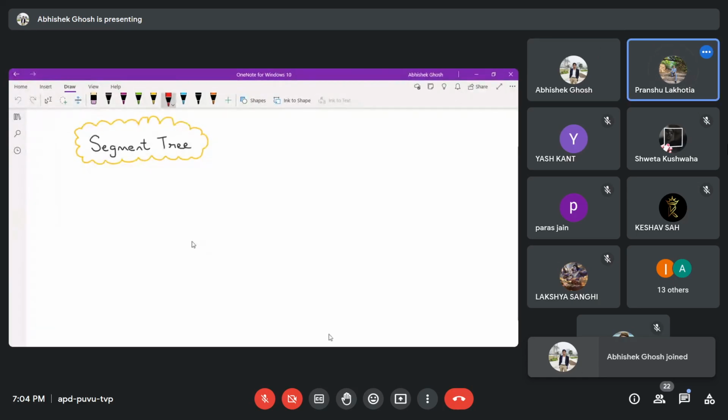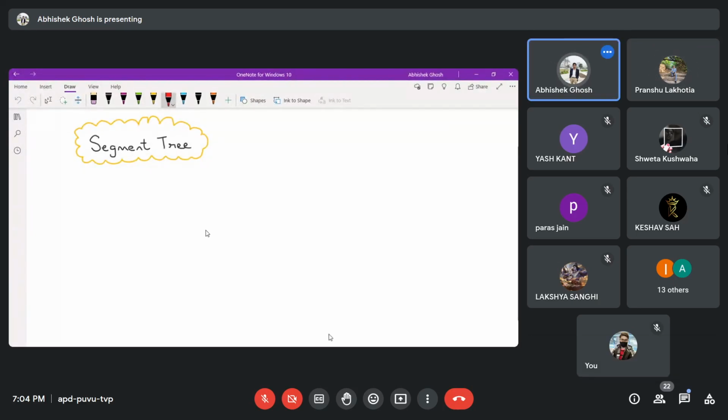Yes, yes. Okay, so before we start, segment tree is basically a very useful data structure, a very flexible data structure, I would say, and has many use cases. It is considered to be an advanced data structure, but I think that it is very basic once you get the idea of it.